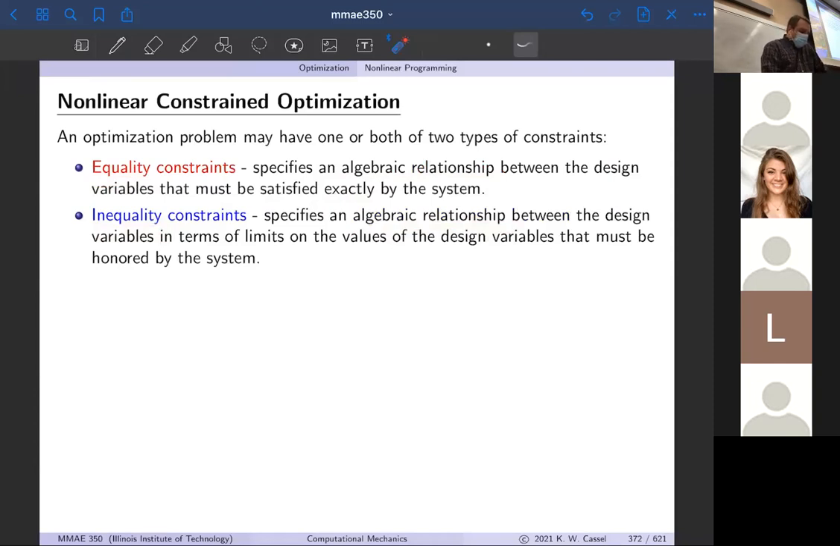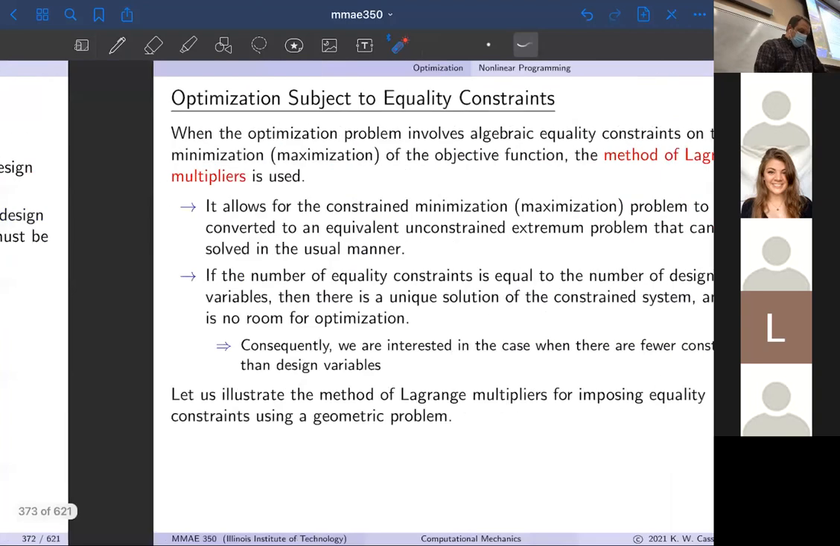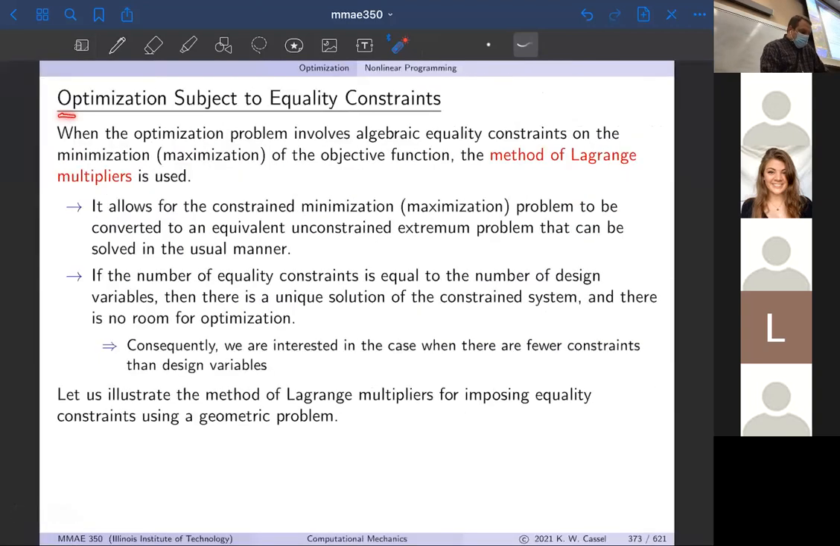We're going to focus first on equality constraints because they'll draw from the calculus that we already know and love. And then later on, we'll look at how we deal with inequality constraints as well. So let's look at optimization subject to equality constraints. So we have our objective function.